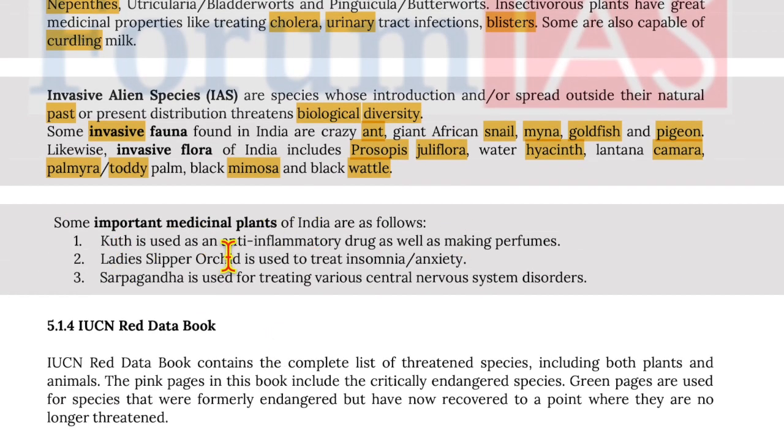Now, some medicinal plants of India are kuth, used for anti-inflammatory drugs as well as making perfumes. Lady's slipper orchid, used to treat insomnia and anxiety. Sarpagandha is used for treating various central nervous system disorders.